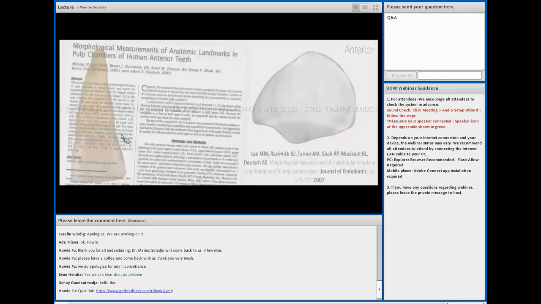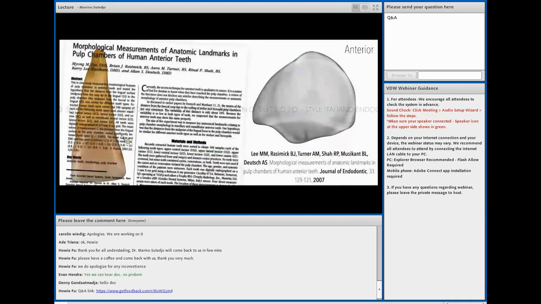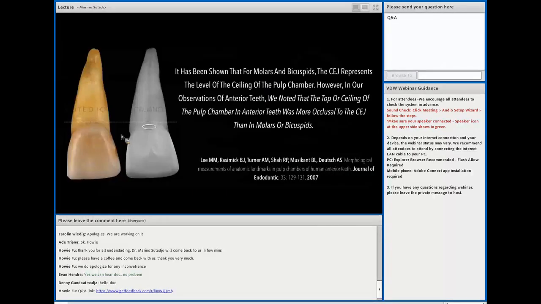Now, the third thing is about the chamber depth. There are differences between the anterior and the posterior teeth regarding chamber depth. Why is this important? Because, as we know from the evidence and the studies, the anterior differs from the posterior: the cemento-enamel junction usually represents the ceiling of the pulp chamber in the posterior, but it will not in the anterior.